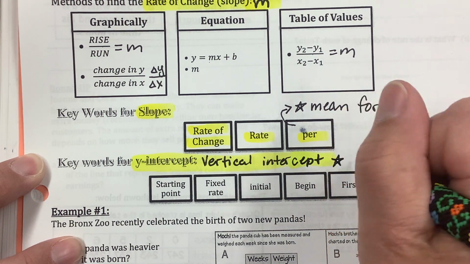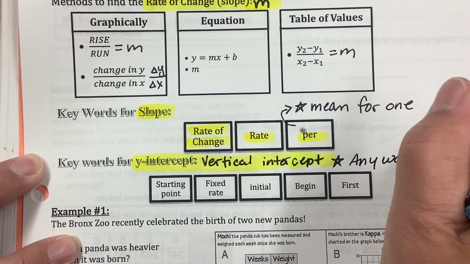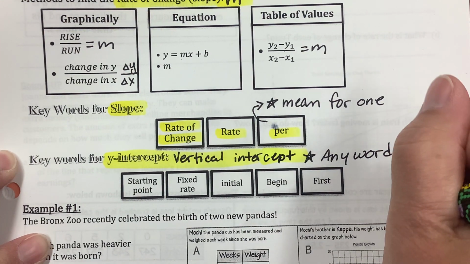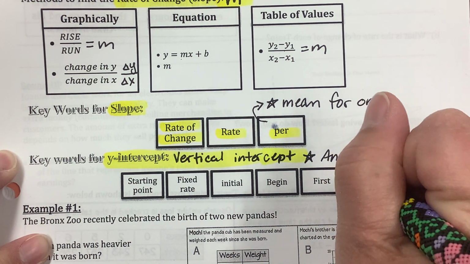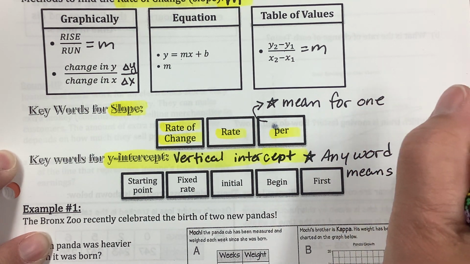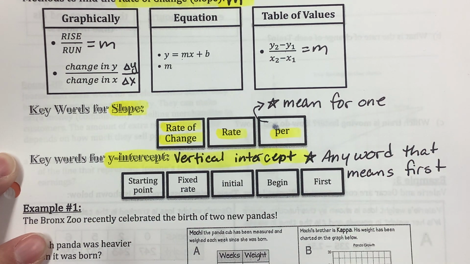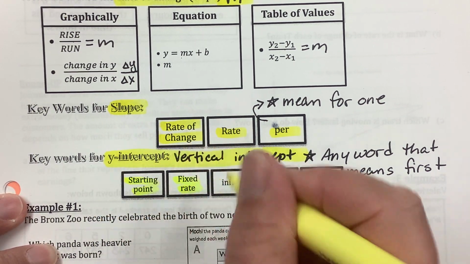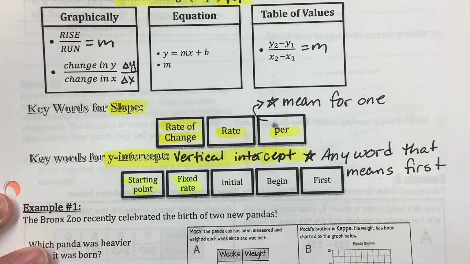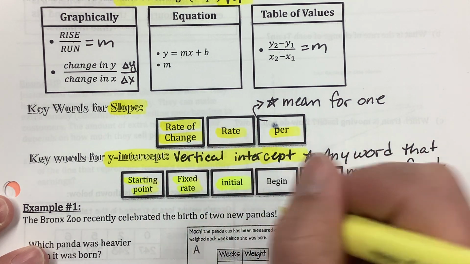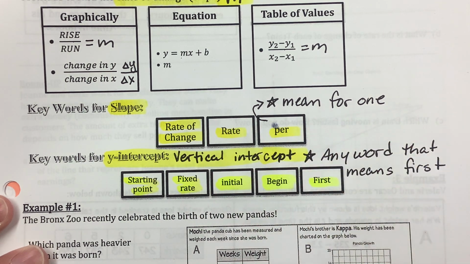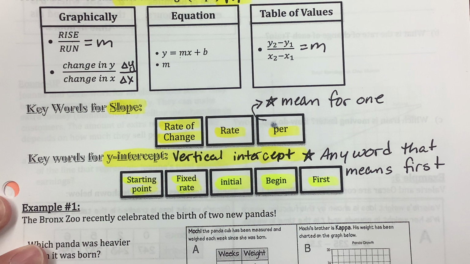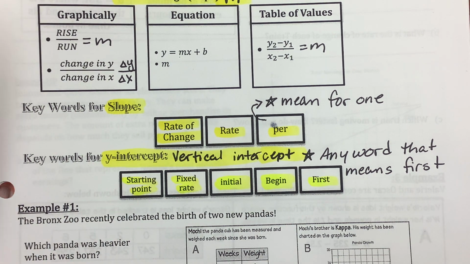As a matter of fact, any word that means first is a y-intercept or a vertical intercept. So, more highlighting. Starting point, fixed rate, that's going to be important, because it's not a regular rate, it's a fixed rate. And we will talk more about that. Initial, like an initial value, or a beginning, or a first, all those words mean the first, in the beginning. That's the initial value. That's the vertical intercept, or the y-intercept, or the b.